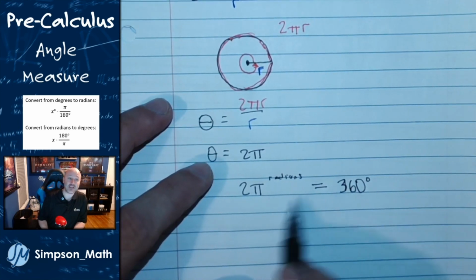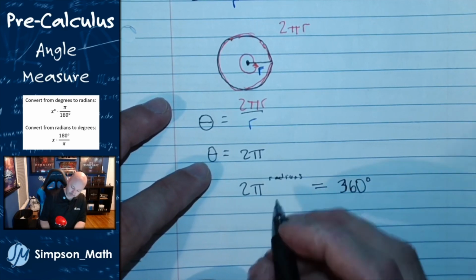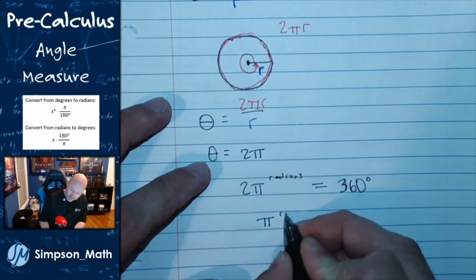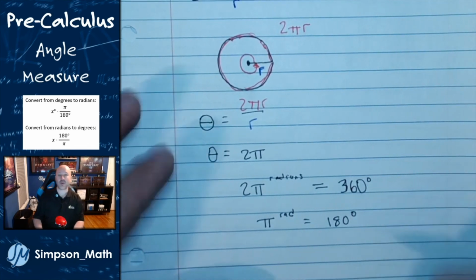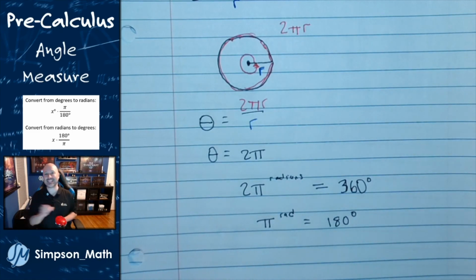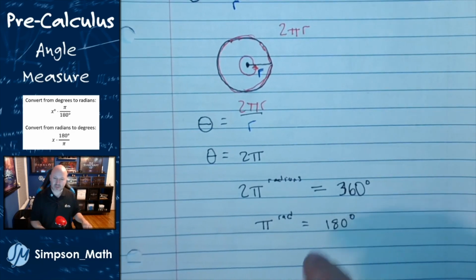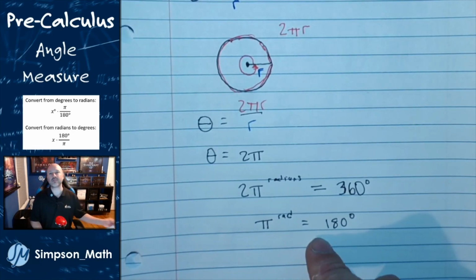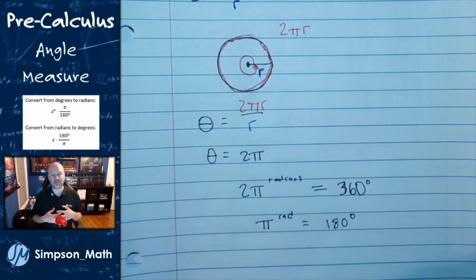I'm going to take this equality and make it a little nicer by dividing both sides by 2. So pi radians is equal to 180 degrees. There are 180 degrees in a line, and there are pi radians in a line. I'm going to use this equality to start some conversions. Some of your homework problems will be to take a degree and convert to radians, and vice versa. Let's get started.